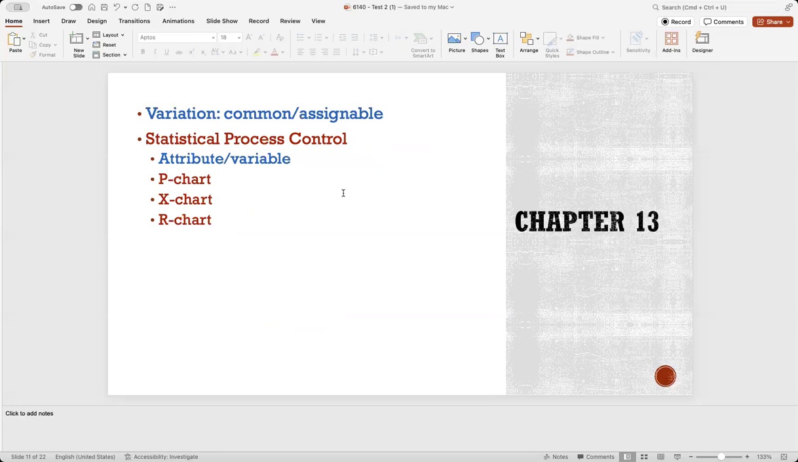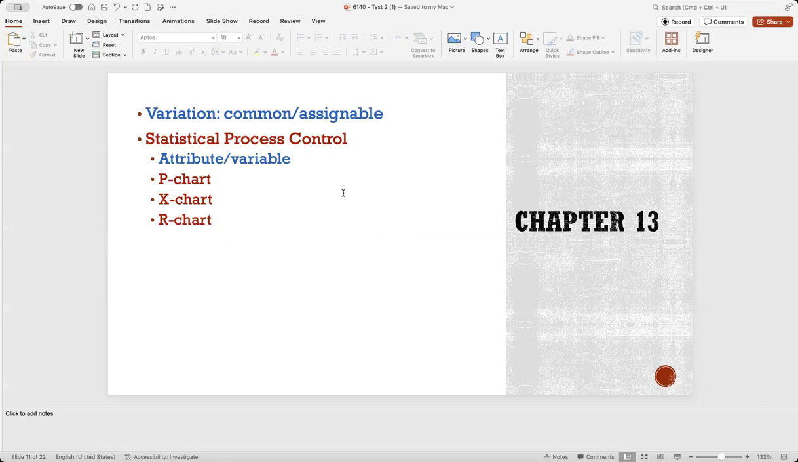Now we move to chapter 13. Chapter 13 is about how to do quality management, some quantitative methods aspects. The first thing you need to figure out is conceptual: distinguishing the different variations. For quality management, especially with Six Sigma, the objective is to reduce the variation, and then we can improve the quality.